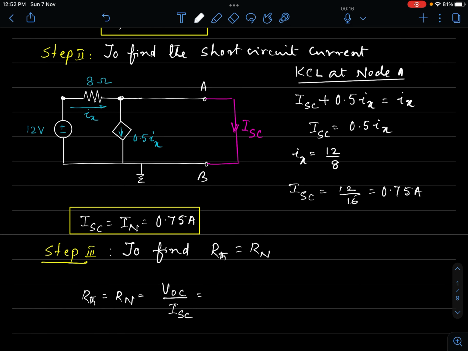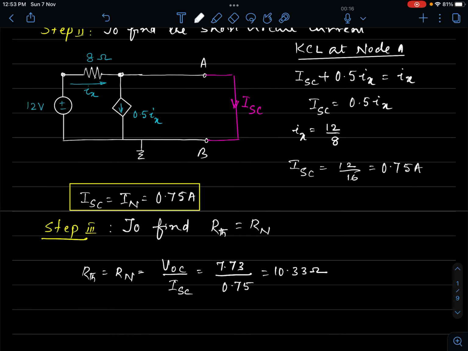Okay, so VOC is found to be 7.73 divided by ISC, which is 0.75. That will come out to be equal to 10.33 ohms. This is the Norton's and Thevenin's equivalent resistance.